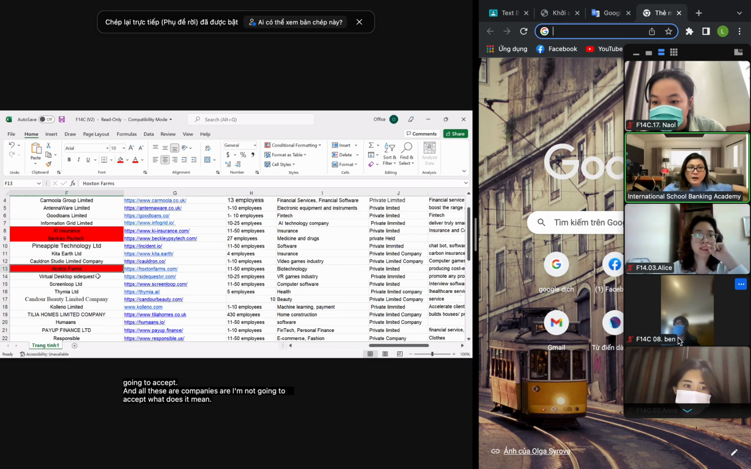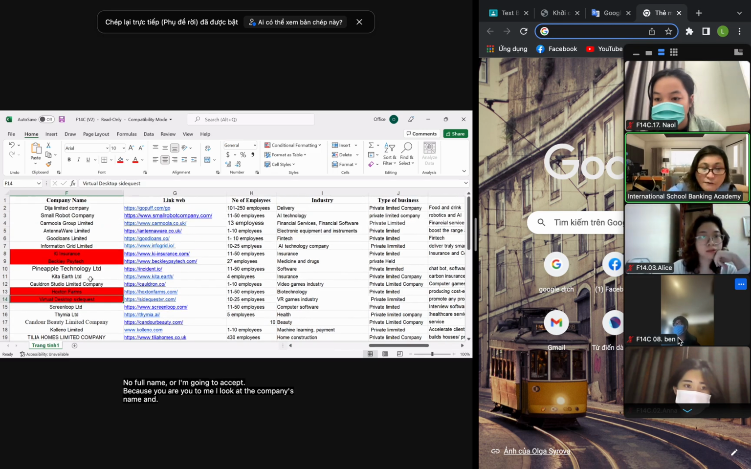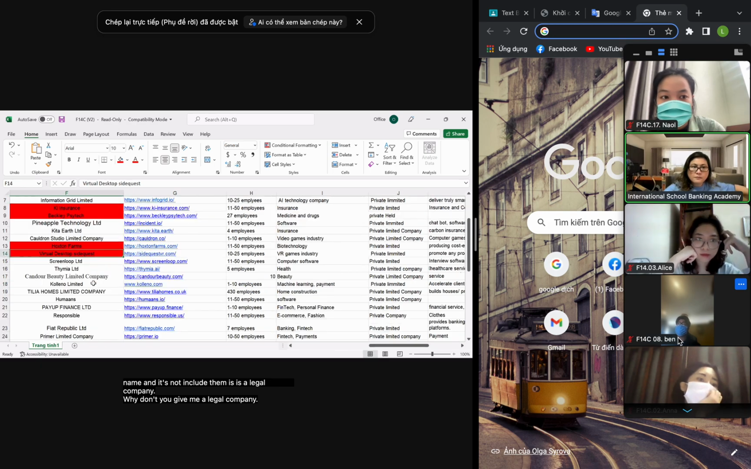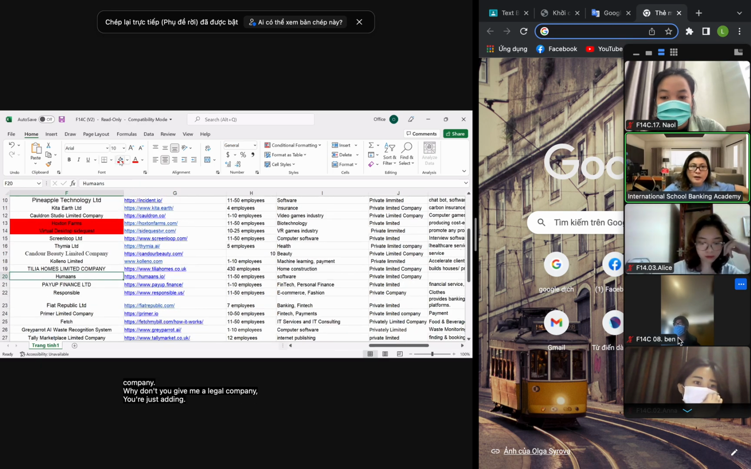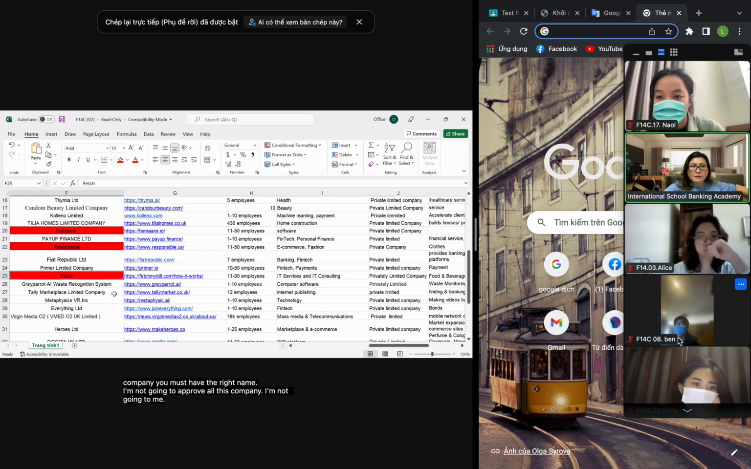What does it mean? It means I'm not going to mark your paper. Because to me, I look at the company's name and it's not in full. That means it's an illegal company. Why you give me an illegal company? You just studied company law, right? Saying that a private limited company, you must have the right name. I'm not going to approve all these companies. I'm not going to mark your paper.